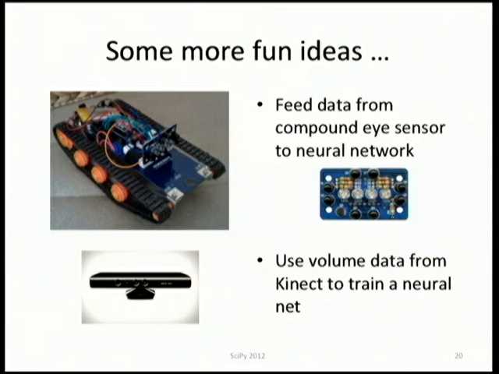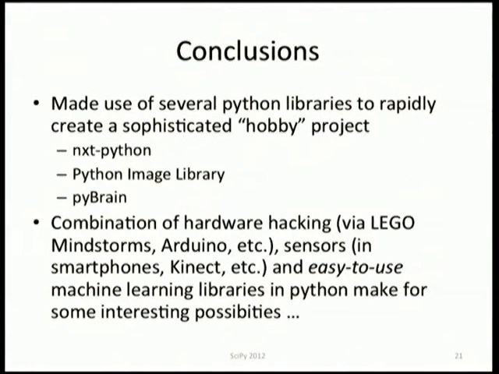The other thing that I think has a lot of potential is getting a robot with a Kinect and processing the volume information from the Kinect with a neural network kind of a setup. I think that has some really cool potential. So in conclusion, I think I did a pretty sophisticated hobby project, because of Python. Otherwise, there's no way I could have gotten so much bang for my limited amount of free time. I used the NXT Python, the Python image library, and the PyBrain library.